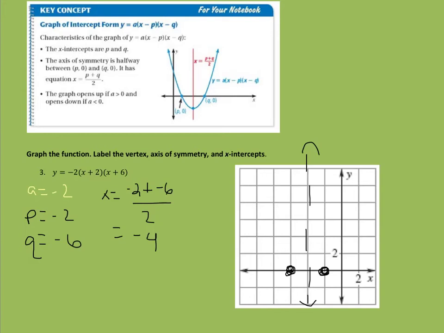So plug that in for your x value to be able to find the y-coordinate. So you just go back to the original equation. Multiply it out. So -2 times (-4 plus 2) is -2. So -2 times -2, 4. Times 2, 8. So when x was -4, y is 8. So my vertex is -4, 8.